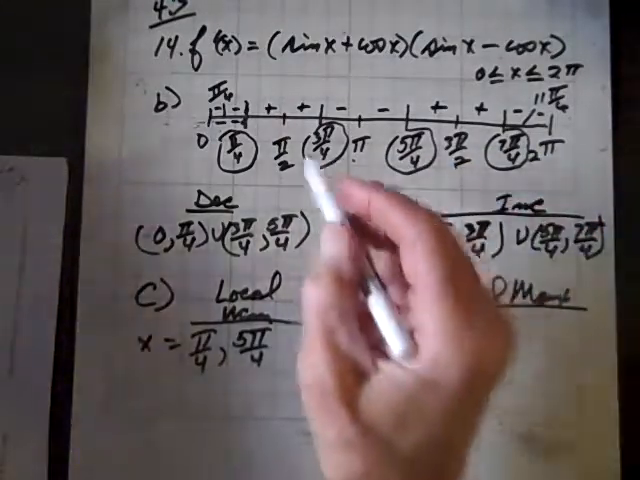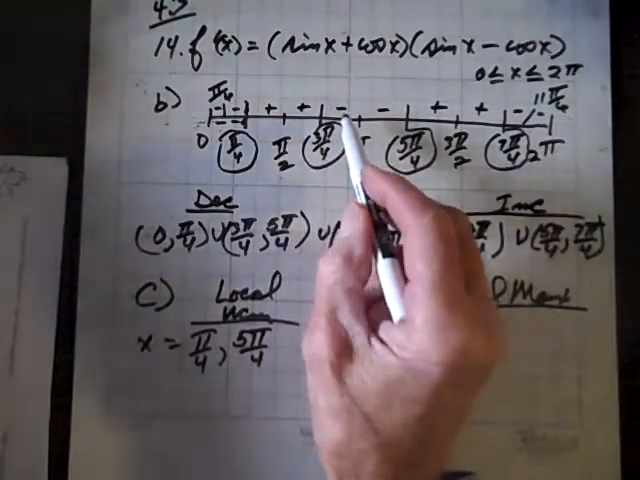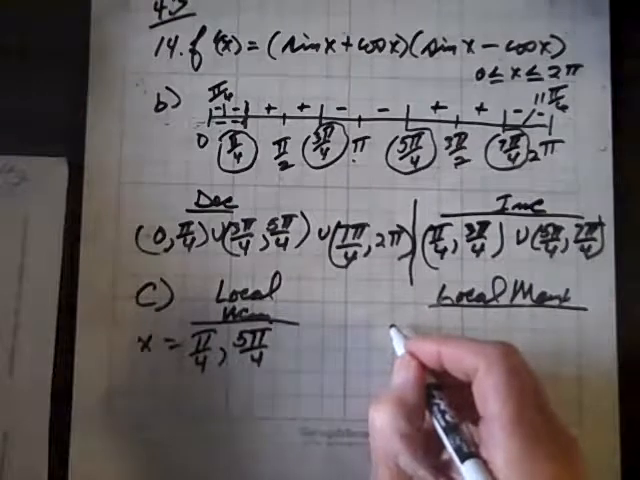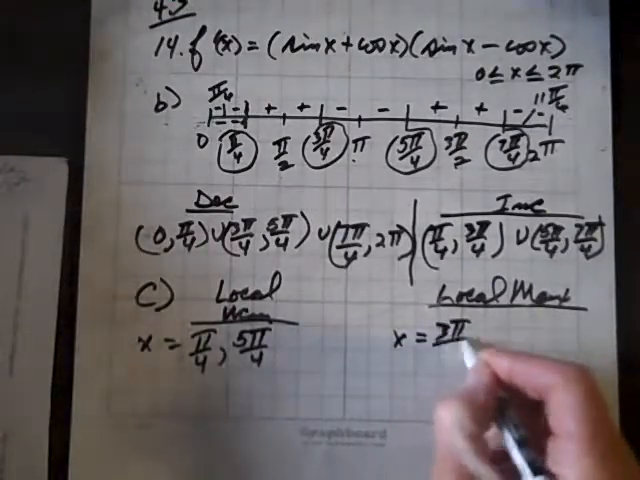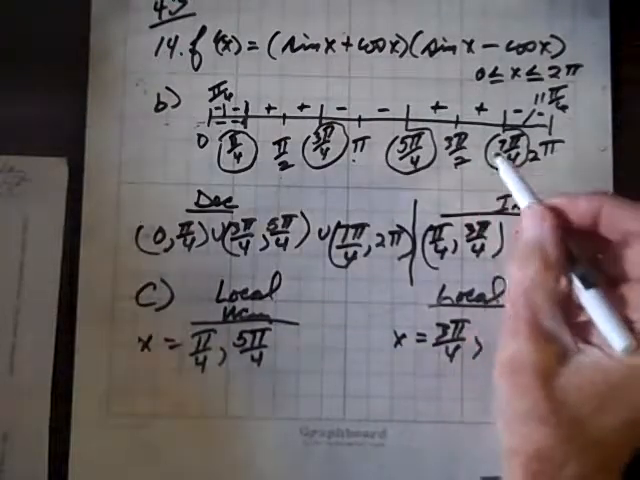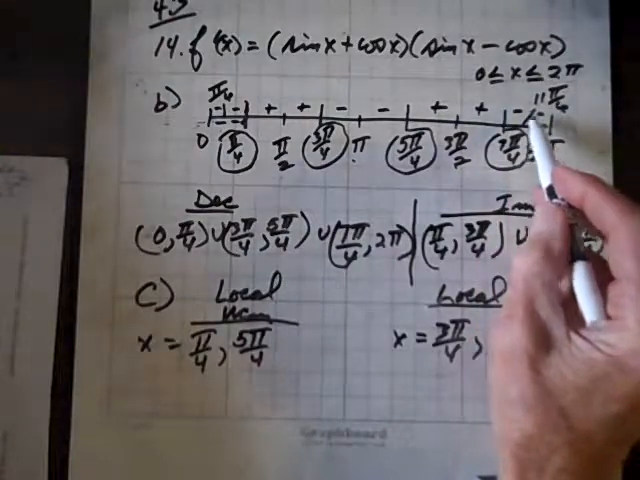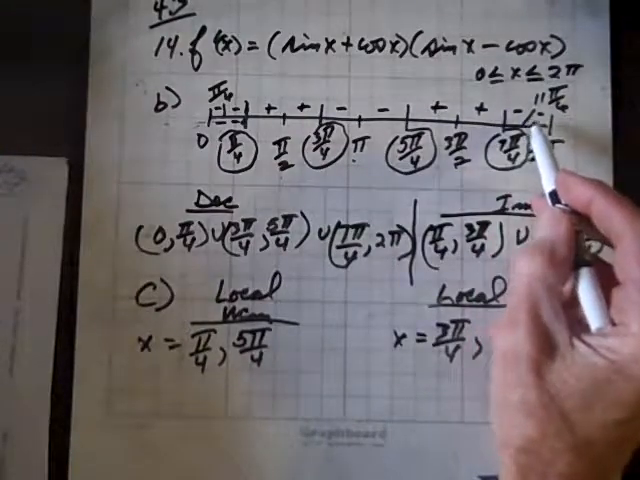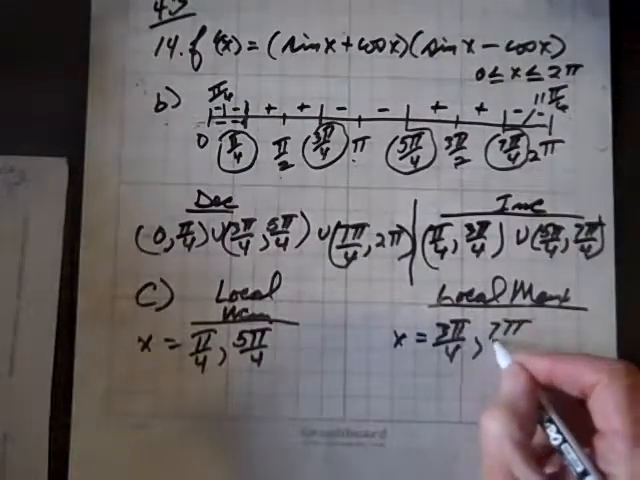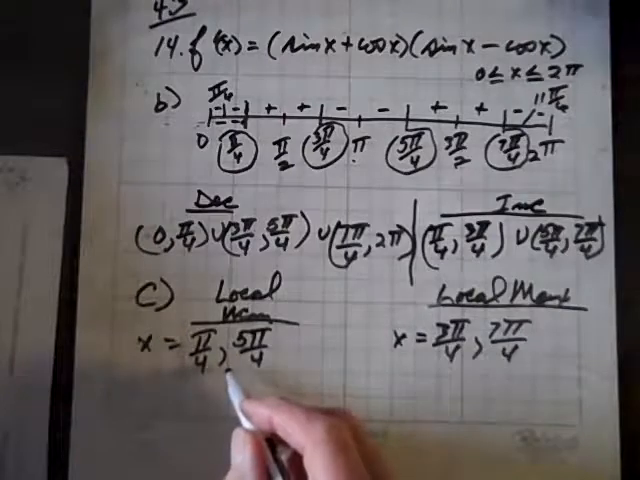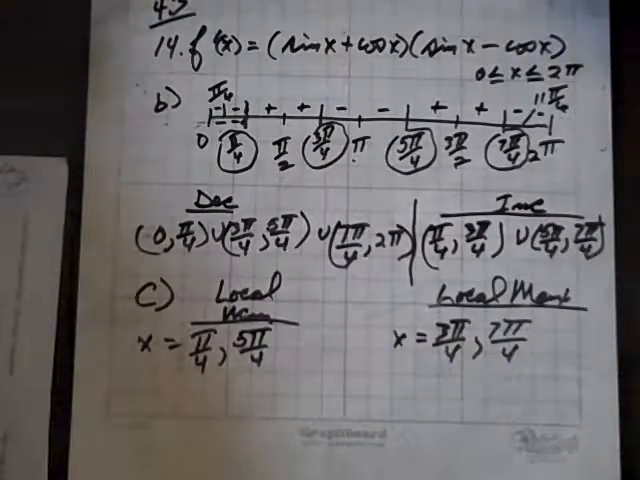So now let's go to the maxes. Notice as you approach 3 pi over 4, you're going uphill. As you leave, you're going downhill, by the sign. So x equals 3 pi over 4. And also when you approach 7 pi over 4, you're going uphill because it's positive, and downhill on the other side of 7 pi over 4 because the signs are negative. So these are the local maxes, and we're done.